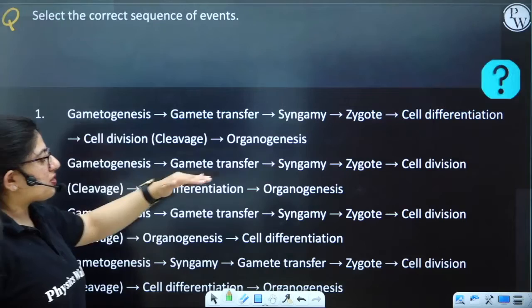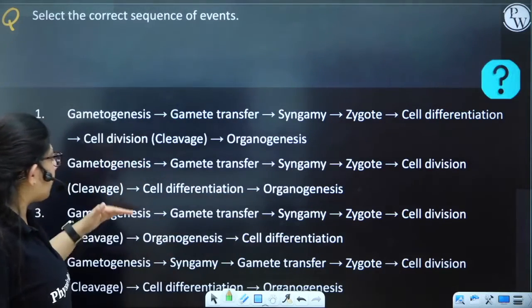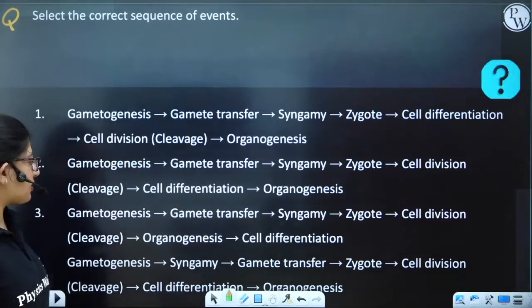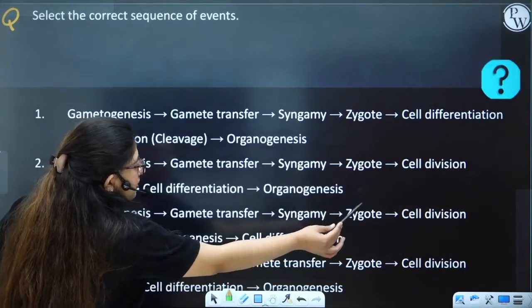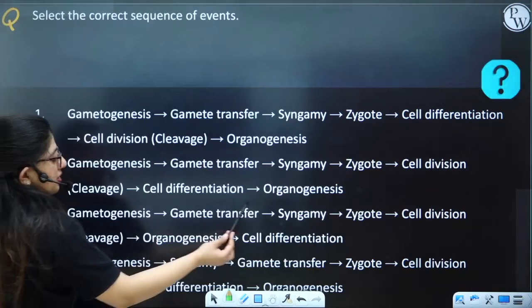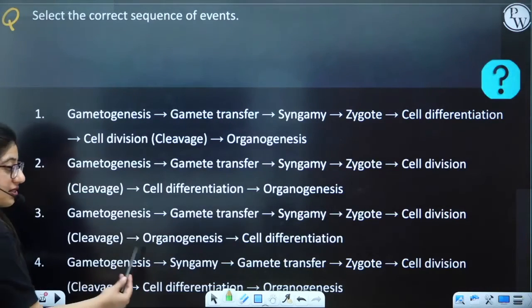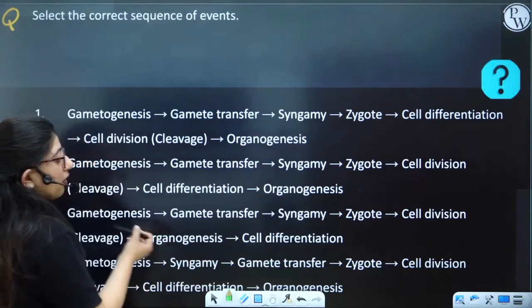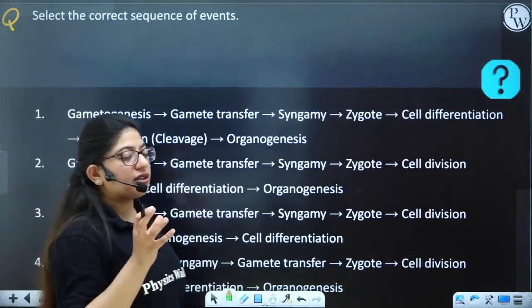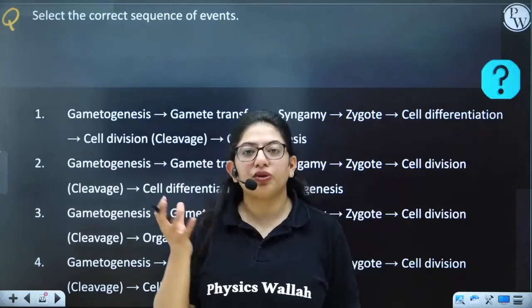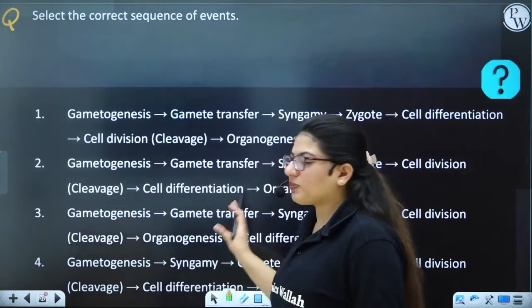Gametogenesis, gamete transfer, syngamy, zygote, cell division, cell differentiation, and organogenesis. Gametogenesis, gamete transfer, syngamy, zygote, cell division, organogenesis, cell differentiation. Gametogenesis, syngamy, gamete transfer, zygote, cell division, cell differentiation, organogenesis. Okay, there are certain terms that are new to you here, only one or two terms. So I'll explain here only.